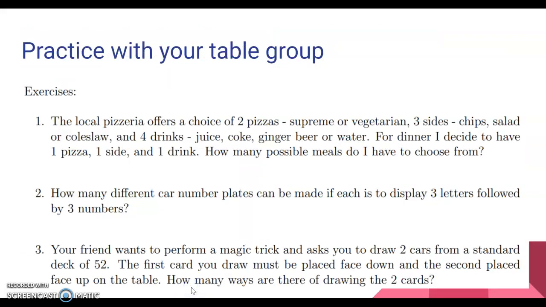The local pizzeria offers a choice of 2 pizzas, supreme or vegetarian, 3 sides, chips, salads, or coleslaw, and 4 different drinks. For dinner, I have to decide 1 pizza, 1 side, and 1 drink. How many possible meals do I have to choose from?